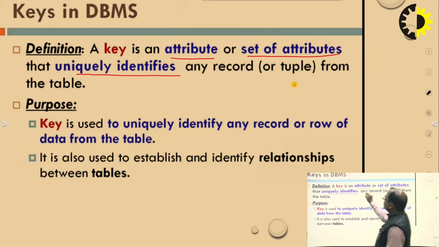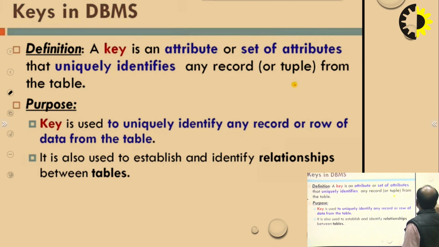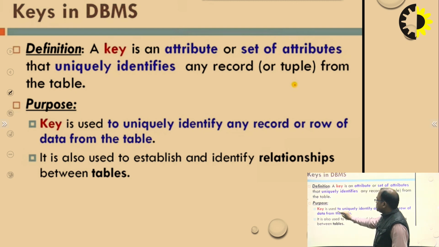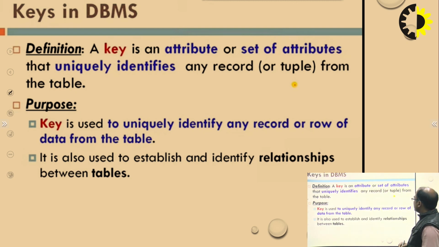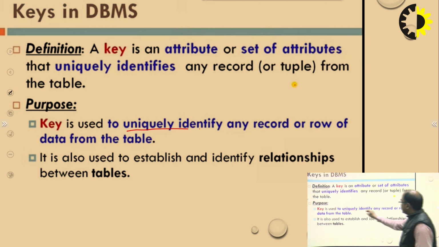Clear? So what is the purpose of these keys? If we talk about the purpose of the key, then we can say the key is used to uniquely identify any record or row of data from the table. It can identify uniquely any record if you want to fetch, and it is also used to establish and identify relationships between tables.